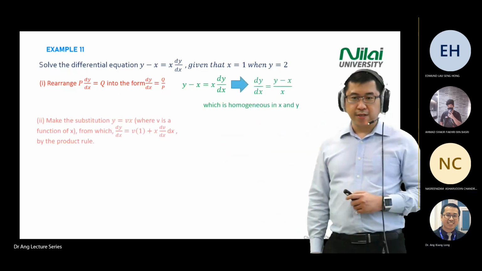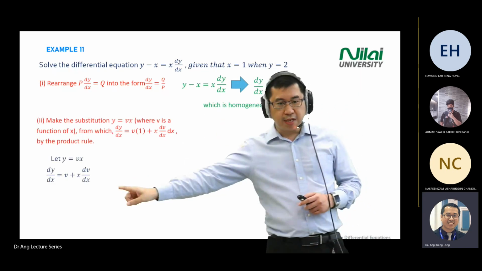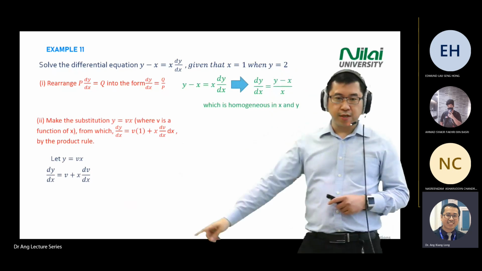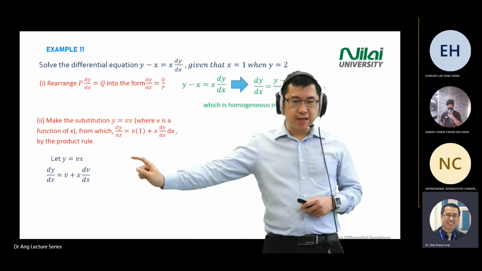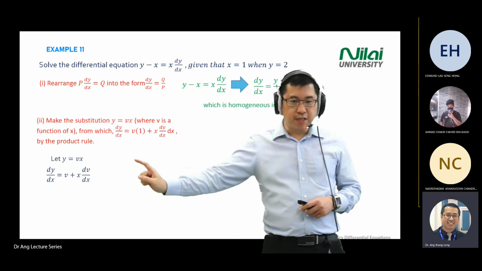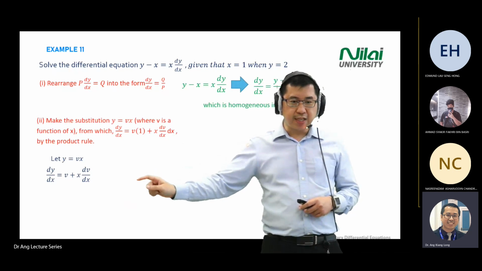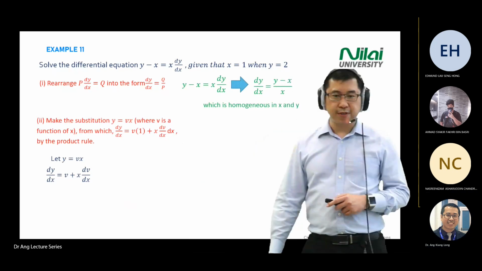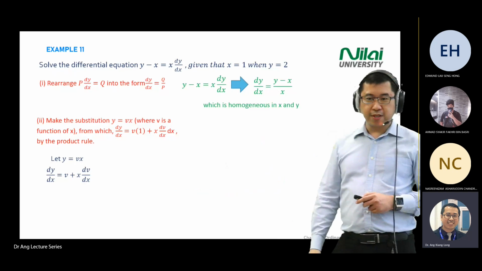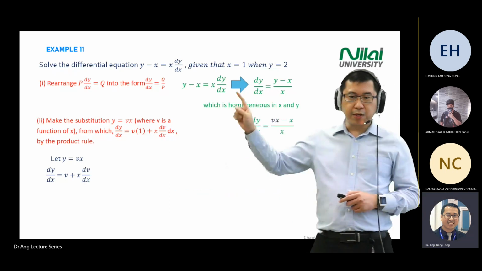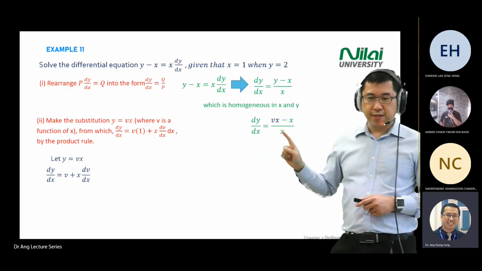Next step, don't need to think. If this one is homogeneous, copy these two equations into your answer sheet. Write y equal to vx, and then you do product rules, differentiation, dy dx equal to v plus x dv dx. Basically, it's a product rule. After you do that, you move back to your answer sheet. Next step, substitute your y with vx.